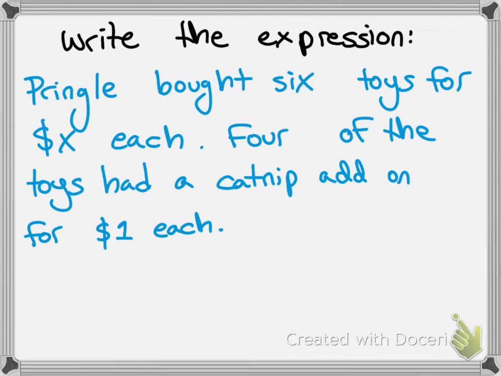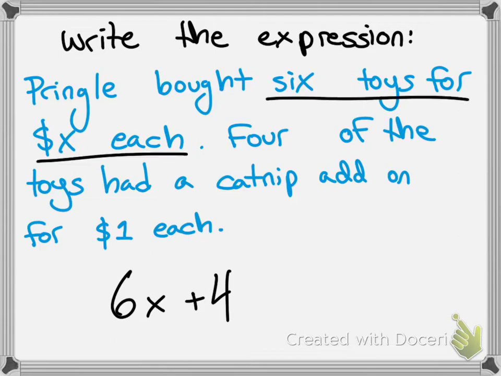Let's break it down. Pringle bought 6 toys for X dollars each. How do I write that? Someone beat it to the full answer in the chat, so I'm calling on Eduardo. Eduardo, what is the answer? 6x and 4, which means plus 4. Yes. Pringle bought 6 toys for X dollars each. That is my 6x, 6 times x.